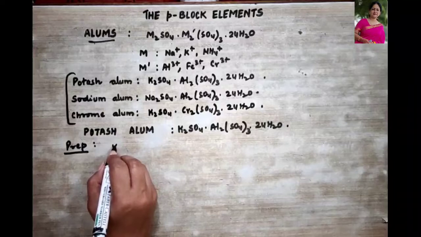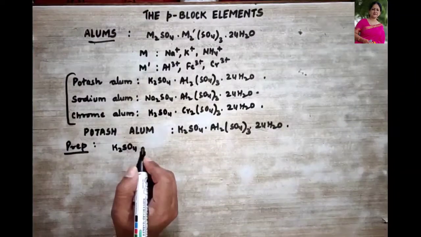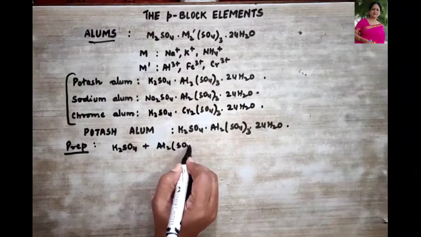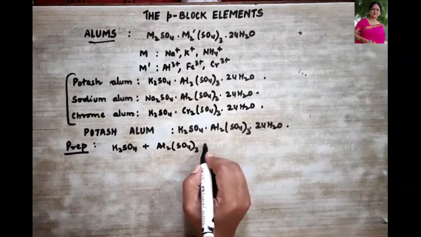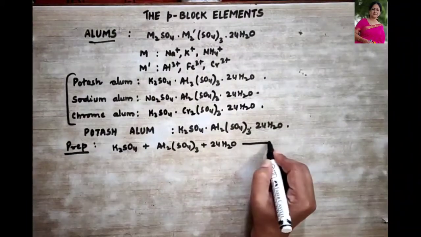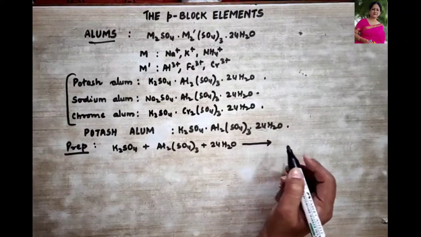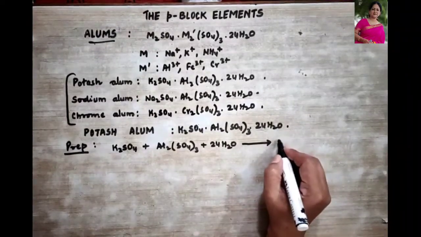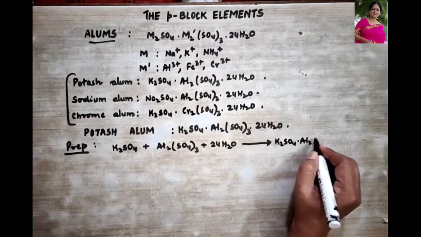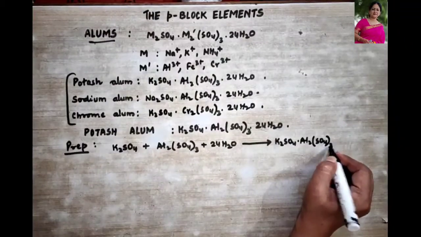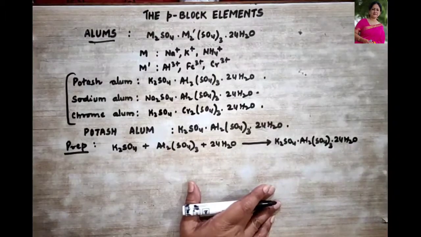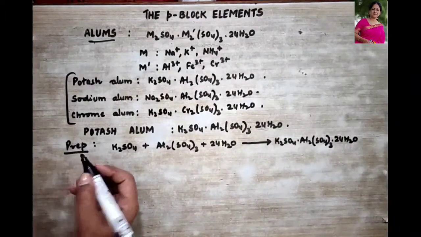So let's see this. What did I say? The equimolecular quantities of K2SO4 and Al2(SO4)3 are added to hot water and then cooled, and we get the crystals of what? This potash alum, that is K2SO4 dot Al2(SO4)3 dot 24H2O. Clear?